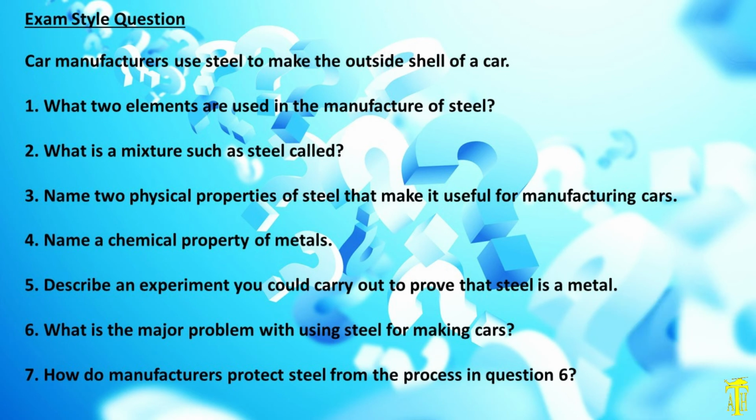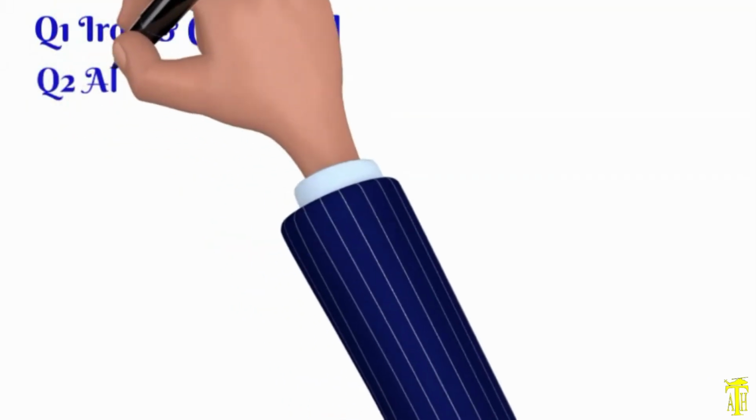So let's see how you got on. Car manufacturers use steel to make the outside shell of a car. What two elements are used in the manufacture of steel? So there's 2 marks here, one for iron and one for carbon. Question 2. What is a mixture such as steel called? So that's an alloy for 1 mark.